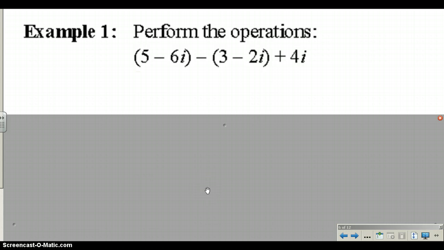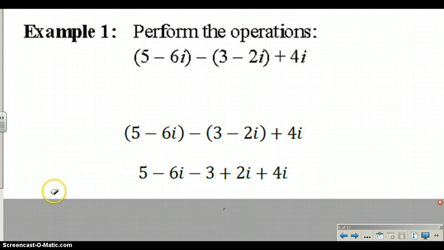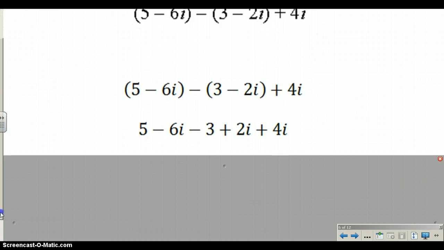When you look at this problem, you have three parts to it: the 5 minus 6i, the 3 minus 2i, and the 4i, and you're performing addition or subtraction. Just remember that the minus sign needs to get distributed, and it's only distributed to what is in parentheses. So I do need to scroll down a little bit. We start by distributing that negative, which turns the minus 2i into a plus, and then you're combining all of your like terms. So 5 minus 3, and then -6i plus 2i plus 4i.